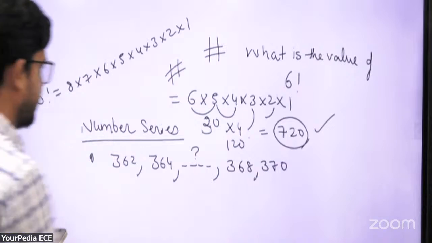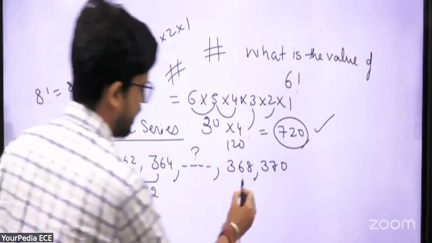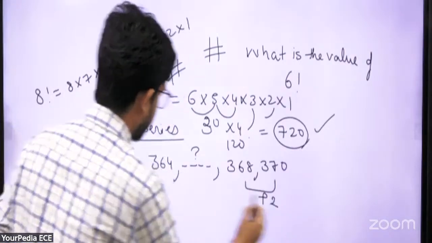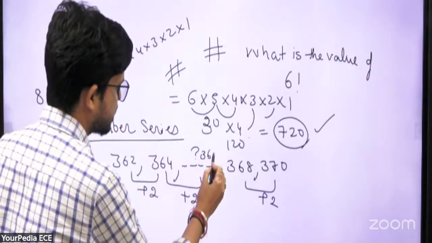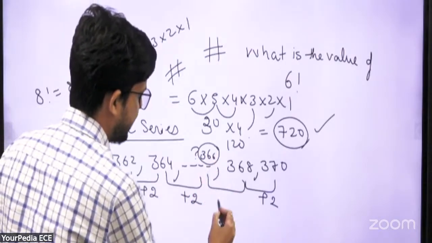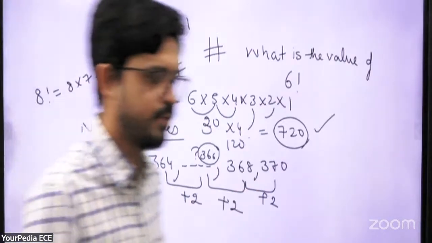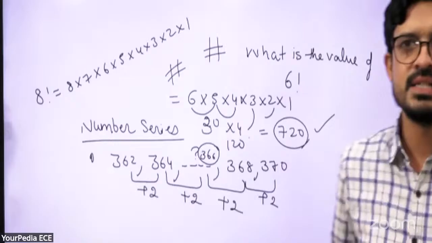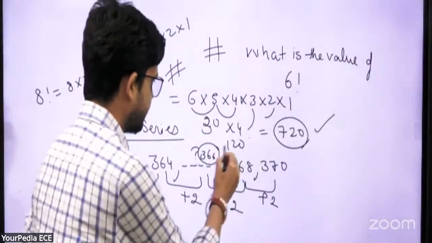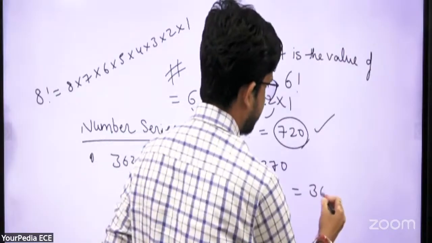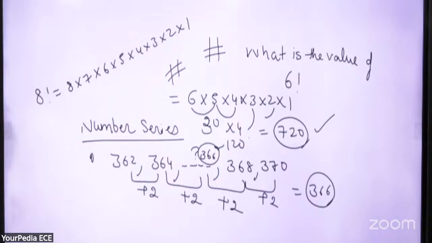So very simple. As you know, what is the difference between these two? 2. And what is the difference here? 2. If we plus 2 here, what we get? We get 366. And after adding that 2, we get 368. So we know that there is a difference of 2. So the answer will be 366. Very, very simple. इससे सिंपल और कुछ कोई क्वेश्चन नहीं हो सकता.